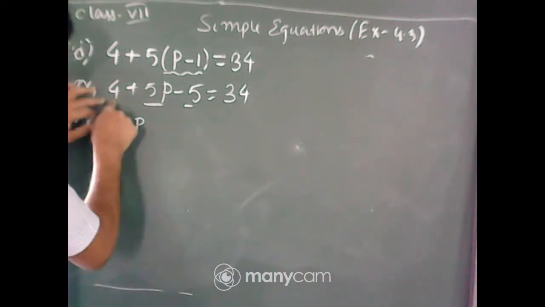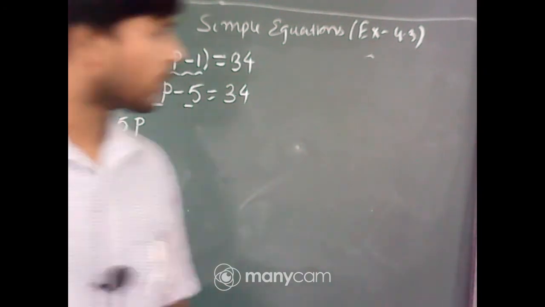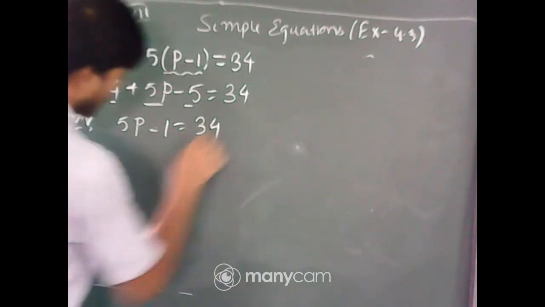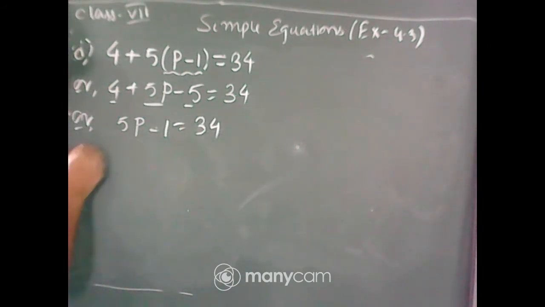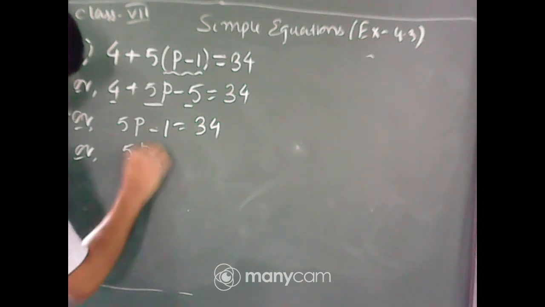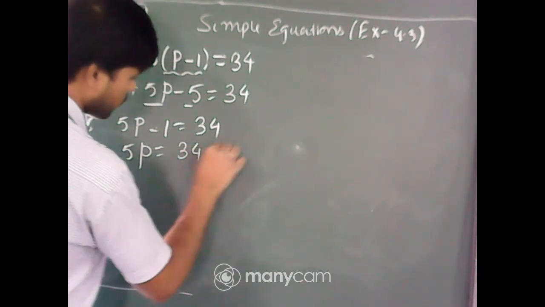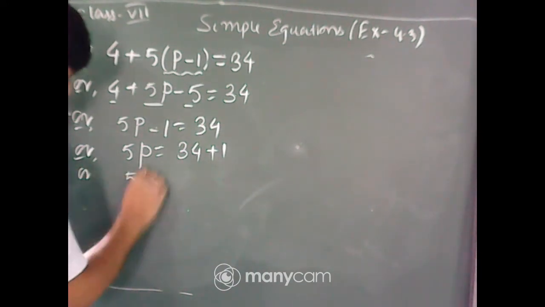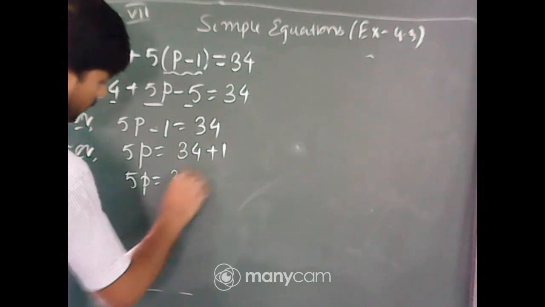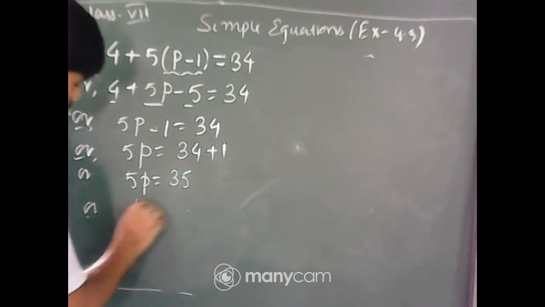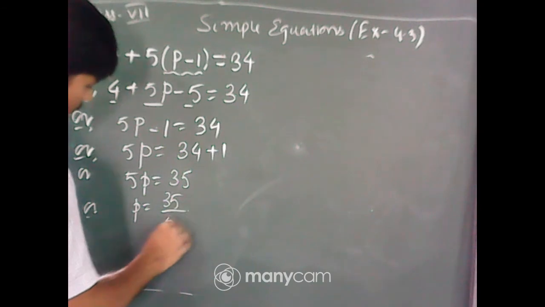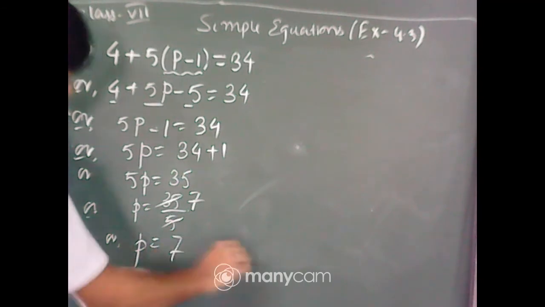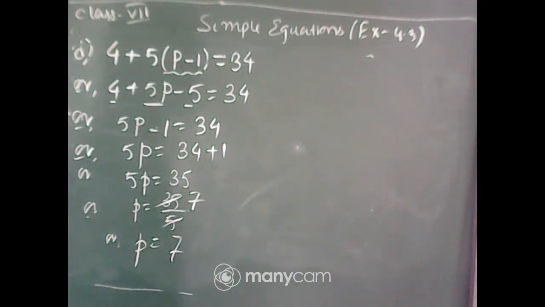Okay, so look, plus 4 minus 5. So what will be the answer? Quickly reply. Yes, that is minus 1. Minus 1 is equal to 34. Now shift this minus 1 from left hand side to right hand side. That means 5p is equal to 34, and that will be plus 1. Means 5p is equal to 35. That means p is equal to 35 by 5. 5 7s are 35. So p is equal to 7. 7 is the answer.